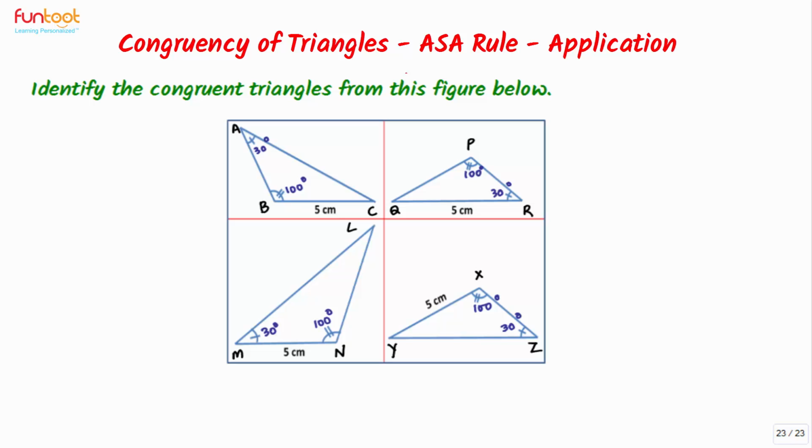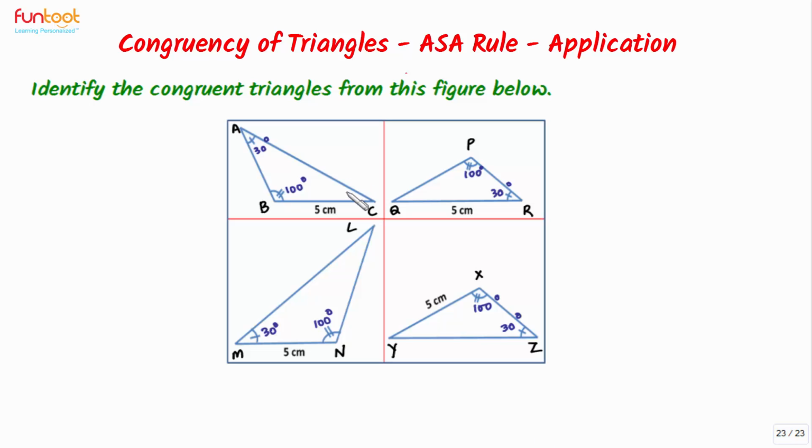Does ASA help us to decide whether the triangles are congruent or not? Well, for applying ASA, we should have the side included between the angles. And here we can see in first triangle, second triangle and fourth triangle, the side is not included between the angles. Only in the third triangle, the side is included between the angles. So we cannot apply ASA here. Can we do some changes here so that we can apply ASA?